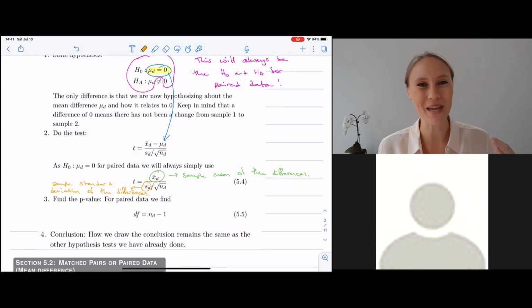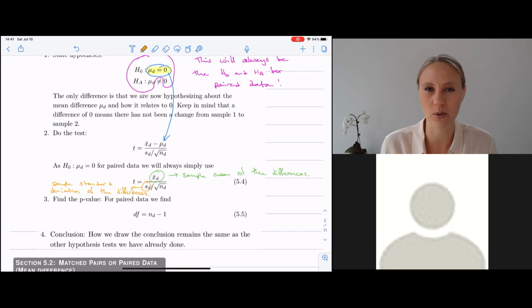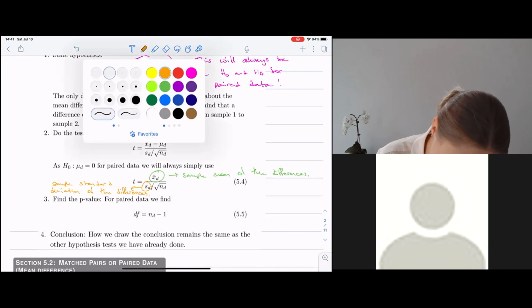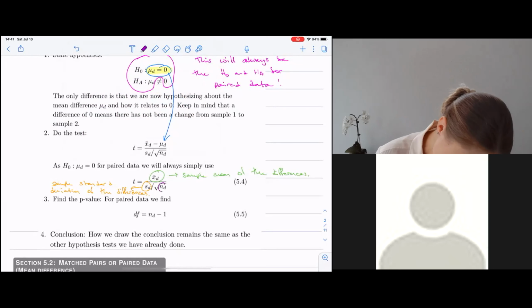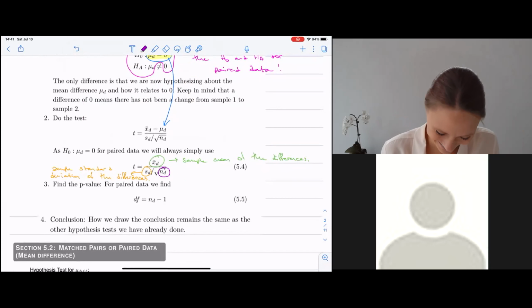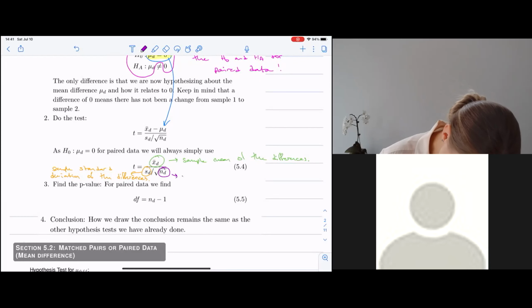But I make you calculate the standard deviation at the beginning of the course just so you appreciate all the work that software is doing for you, and also to see what it is. And then, of course, the n of the differences. Let's see if I can find a non-pink color. Purple. So here, this is the sample size. nd is the sample size of the differences, right?